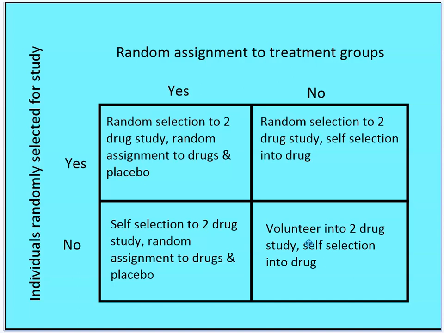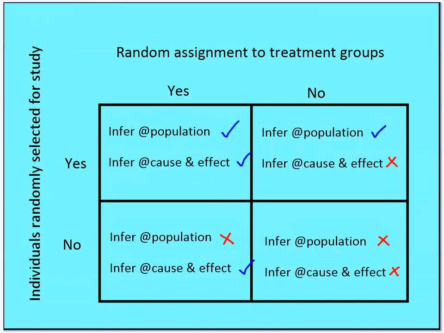All right, so we want to distinguish between selecting for the study, random assignment for the study, and random assignment into groups within the study. And that's going to mean some different things in terms of what we can infer. If we randomly select for the study, then we can make inferences about the population. If we randomly assign to treatment groups, then we can make inferences about cause and effect. And then if we don't, then we can't.